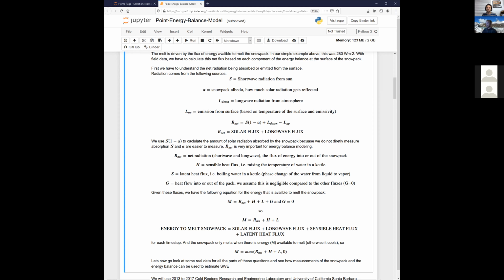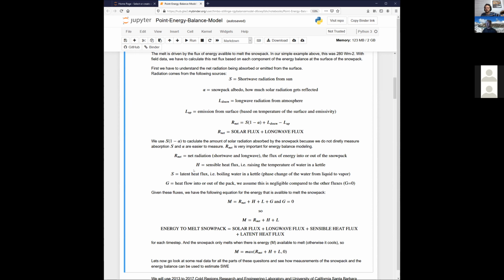And the second type of heat exchange in the energy flux we care about is this latent heat flux. And that's the actual phase change, either from a liquid to a gas, from a gas to a liquid, from a liquid to a solid, or from a solid to a liquid. In the analogy of a kettle on the stove, that's similar to boiling the water in the kettle. We're actually changing the phase of the water. And so we need to account for any latent heat fluxes that are occurring at the surface of the snowpack as well.